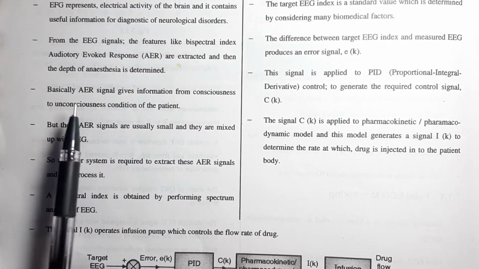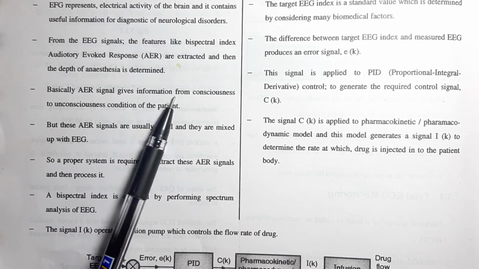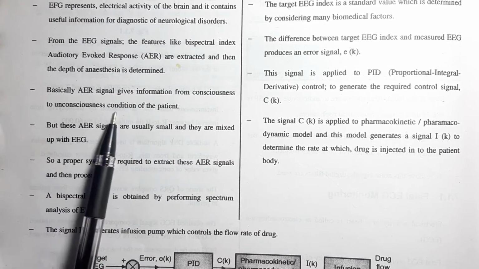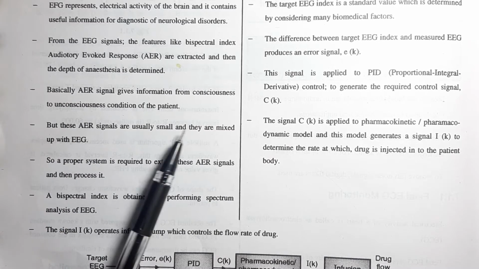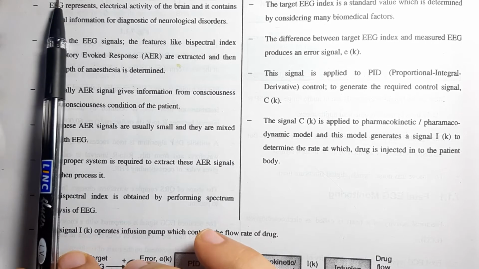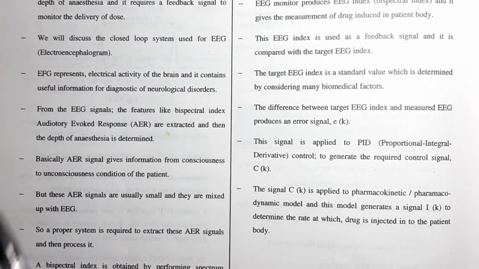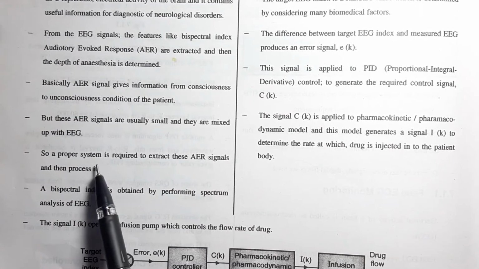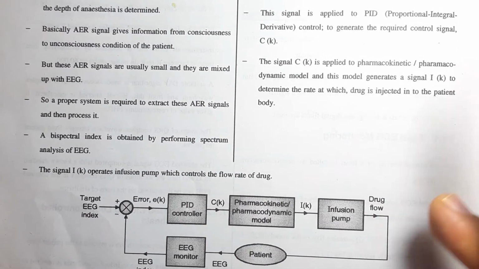Now, basically, the AER signal gives the information from consciousness to unconsciousness condition of the patient, but these AER signals are usually small and they are mixed up with your EEG. EEG, as we had said, is nothing but electroencephalogram. So a proper system is required to extract these AER signals, and then we need to process them.